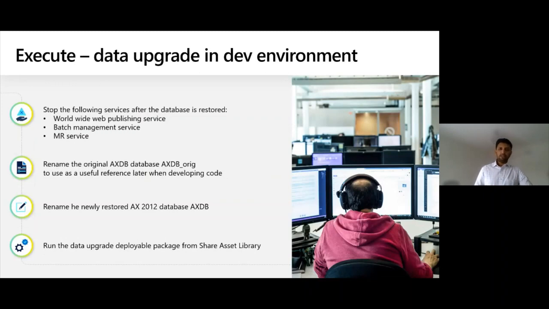So once the database is restored in the cloud hosted environment, you'll have to stop 3 services in your DevBox: the world wide publishing service, the batch management service, and the MR service. You'll have to stop these 3 services and then rename the actual AXDB, which is connected to D365, to AXDB.org, and then rename the database that you brought in from AX 2012 as AXDB. Once you have done that, we will go through the data upgrade process itself.